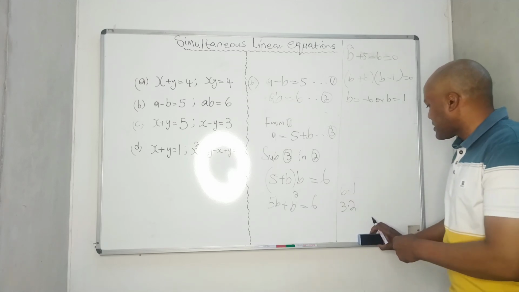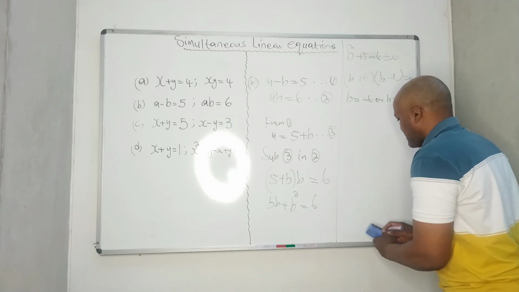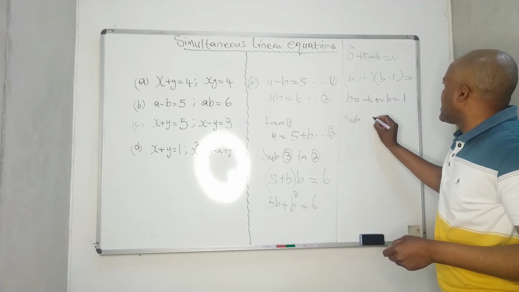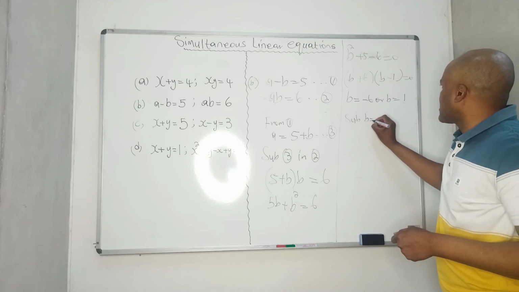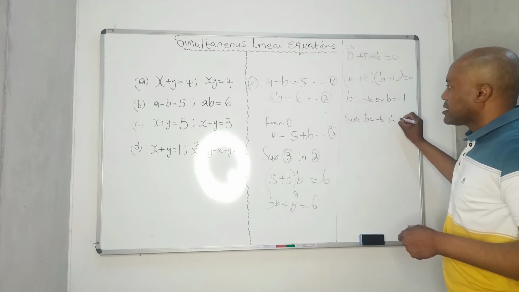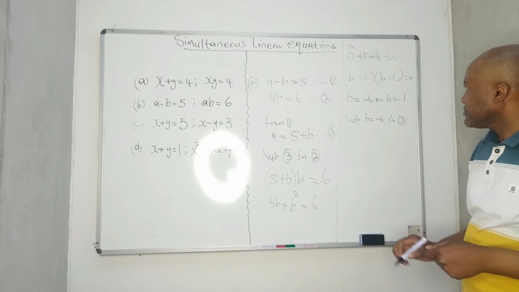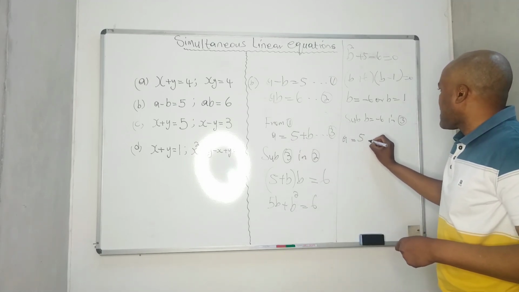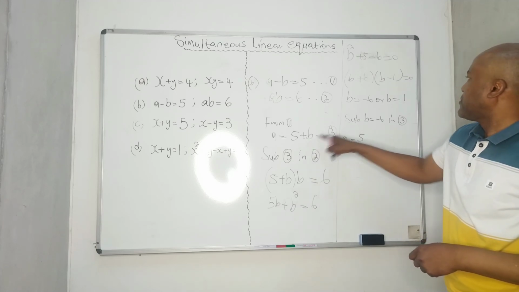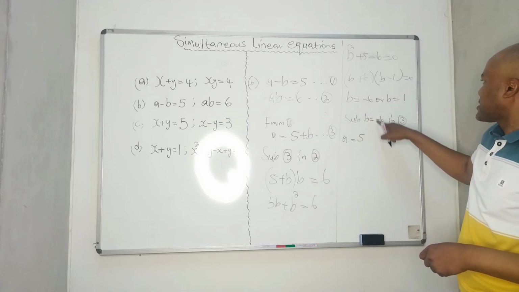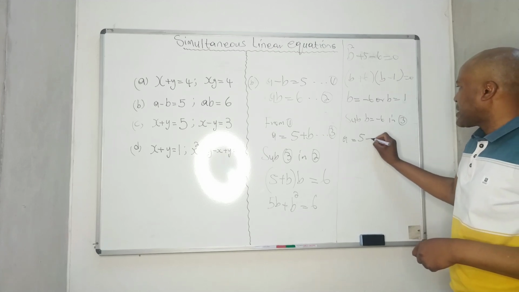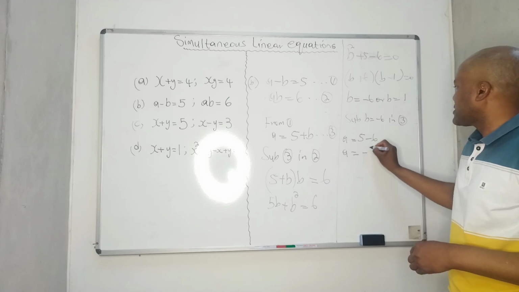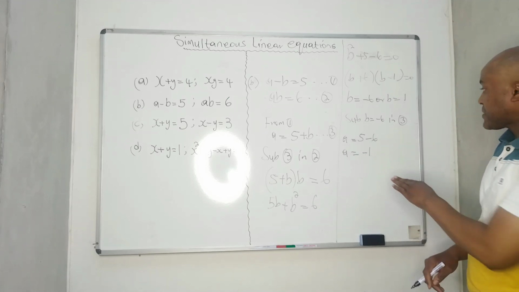So I will start by substituting b is equals to negative 6 in equation 3. Equation 3 says a is equals to 5. Then the value of b is what? Negative 6, as I've indicated here. Minus 6. So a is equals to negative 1. That's the first value of a.